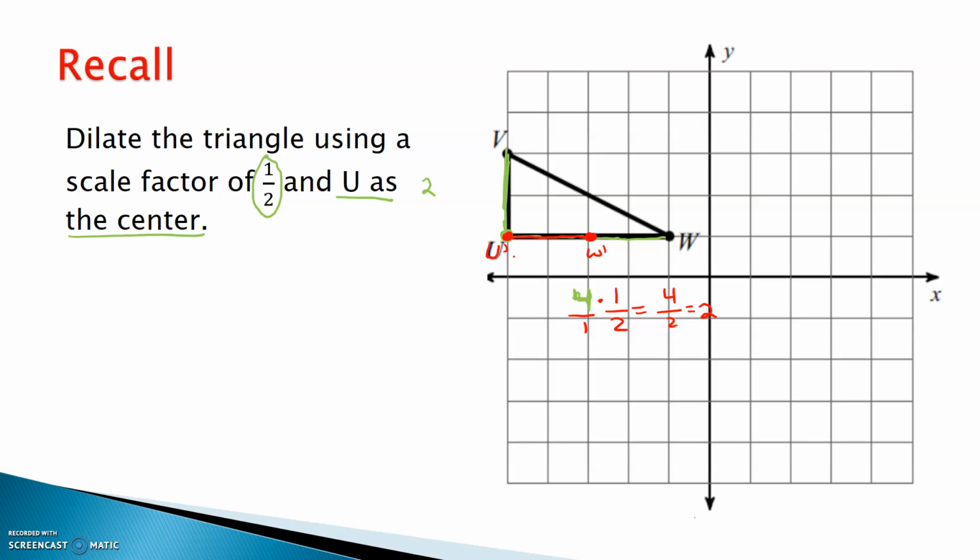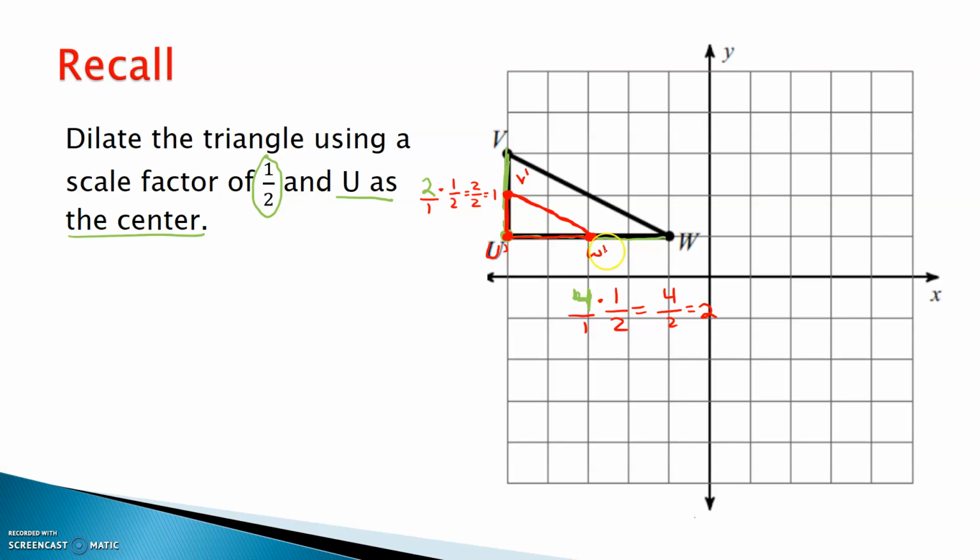Now let's figure out the other side. This was a distance of 2, but it's getting a reduction by a scale factor of 1 over 2. If I multiply that out, 2 times 1 is 2, and 1 times 2 is 2. What's 2 divided by 2? That's just 1. This used to go up a distance of 2 from the letter U, my anchor point, all the way up to V. Now I'm only going to go up a distance of 1, and that's my new V prime. And there we can finish up that triangle.